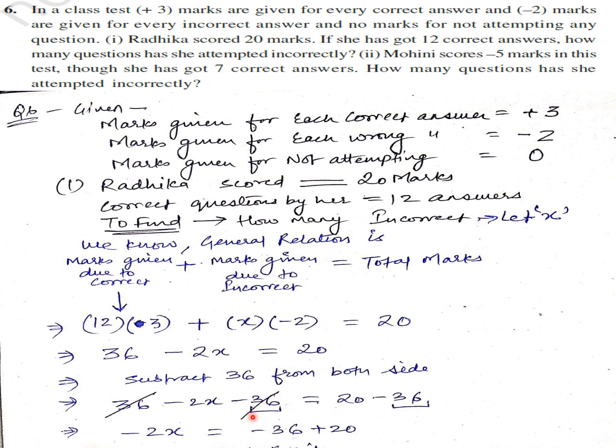So this 36 and the previous 36 plus 1, they both got cancelled, and the equation became minus 2x is equal to minus 36 plus 20. This is the equation. Now to make x alone, we have to remove this minus 2, then we'll get the value of x. Now you think what you should do on both sides to make it x only.